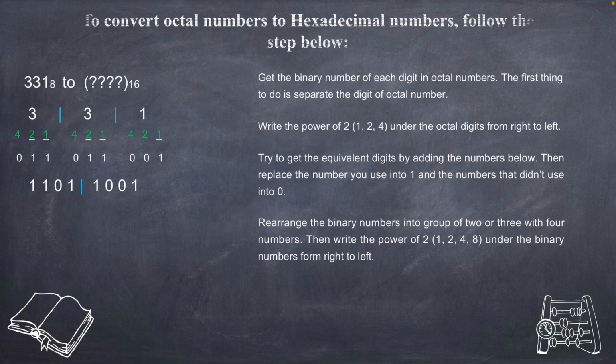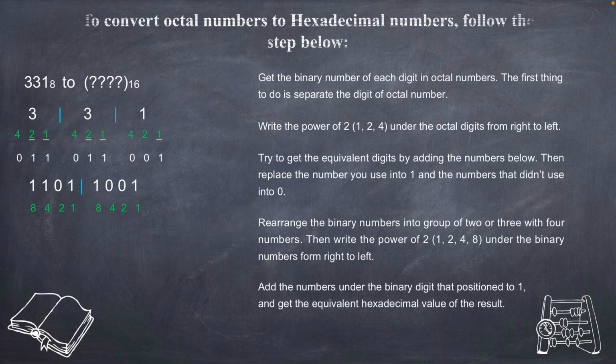So, tapos, ang sabi pa dito, write the power of 2, 1, 2, 4, 8 under the binary numbers from right to left. So, ganun ulit. Kada digit or kada number nito, maglalagay tayo ng 1, 2, 4 na tutok sa bawat numero na meron tayo sa binary numbers. Na parang ganito. Sa unang grupo, meron tayong 1, 2, 4, 8. At sa pangalawang grupo, meron din tayong 1, 2, 4, 8.